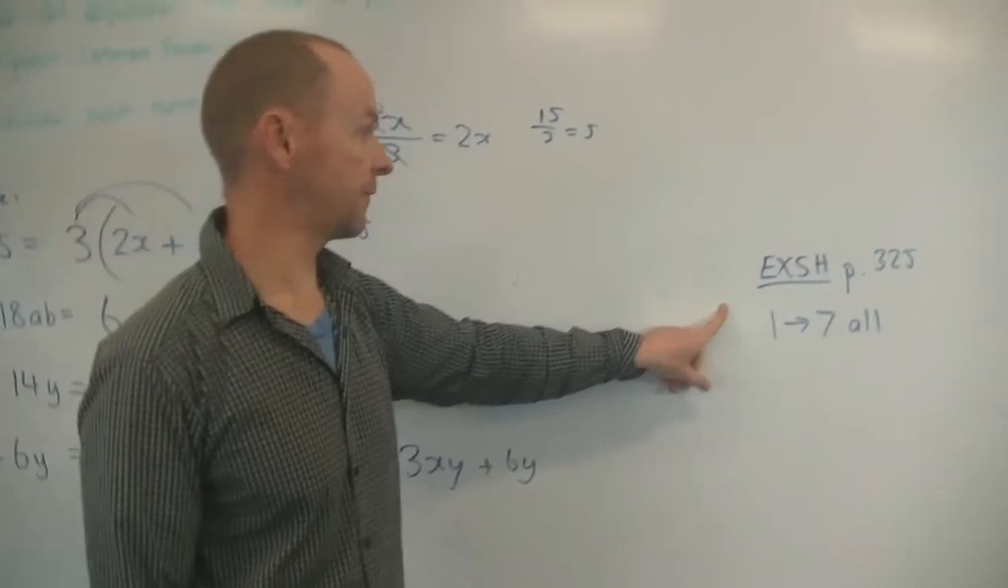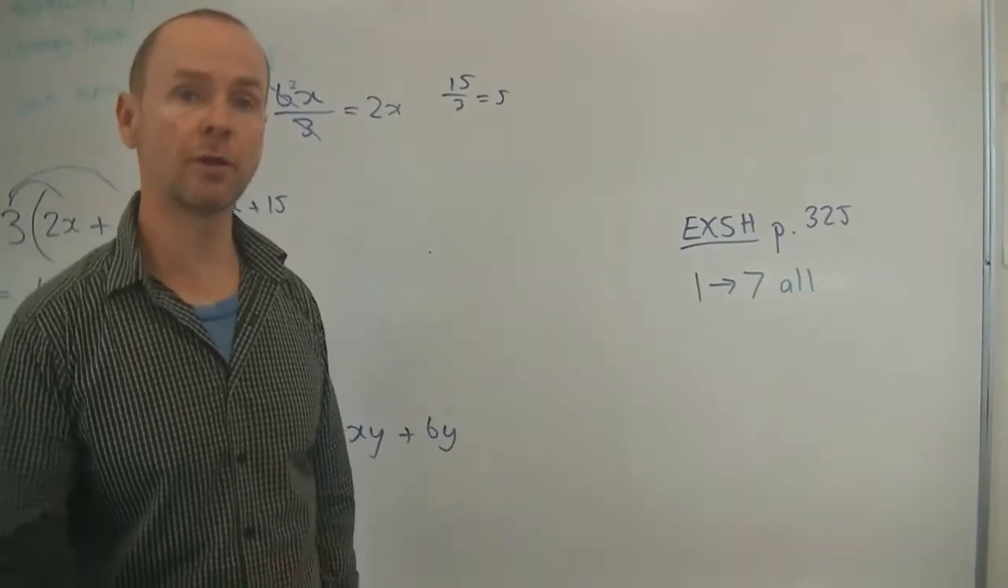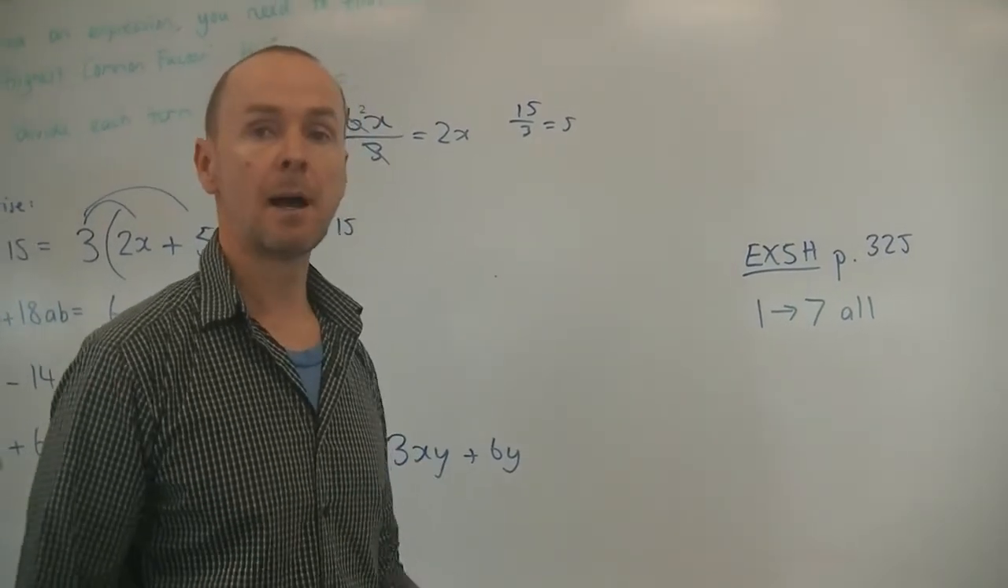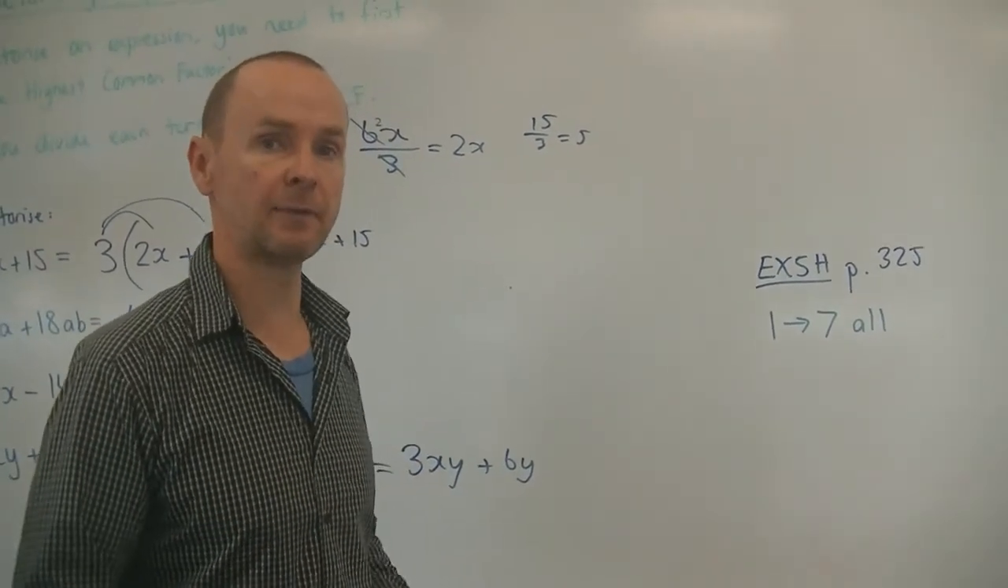Alright, here's our exercise 5H. 1 to 7, do all of them. This is a very important exercise. You must know how to do factorising, but of course you have to do expanding first.